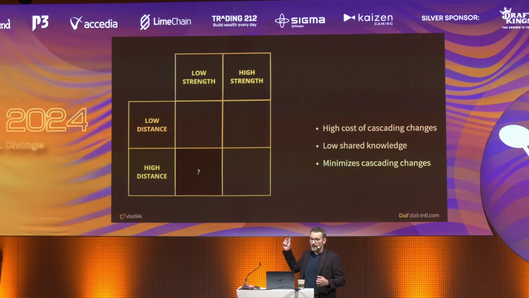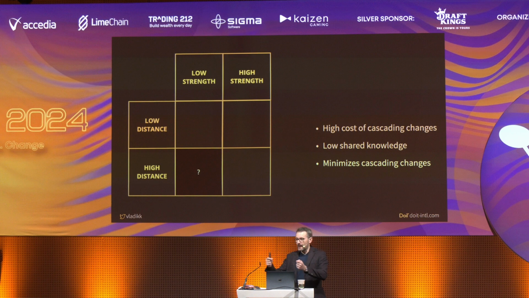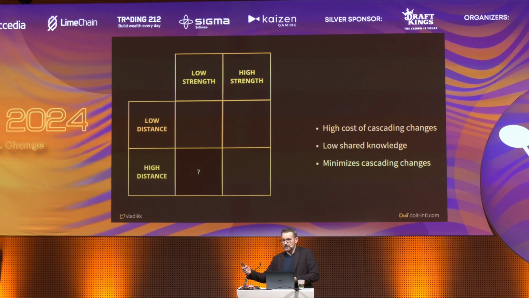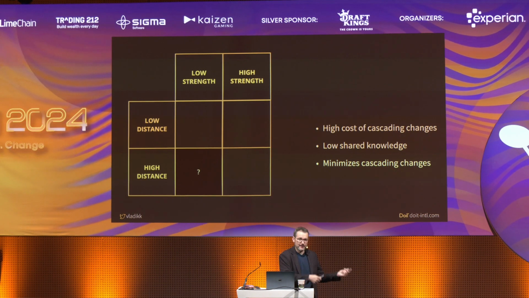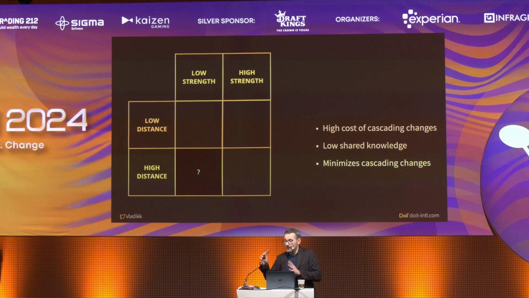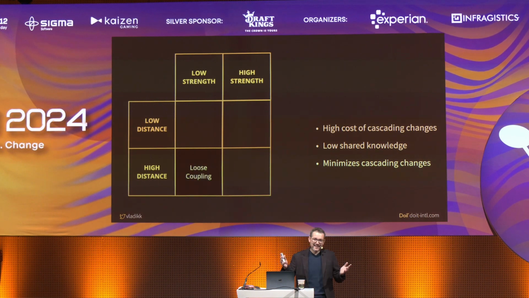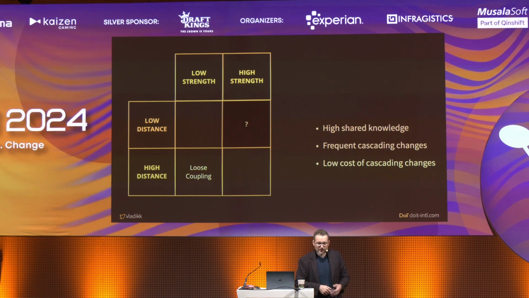However, we have low integration strength. We are minimizing the knowledge that we are sharing across their boundaries, which means we are minimizing the chances of such cascading changes from happening. So we're kind of okay here. That's a combination we usually call loose coupling. Now, what about the opposite?